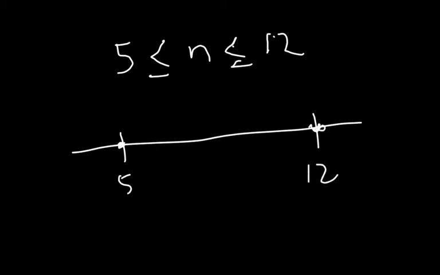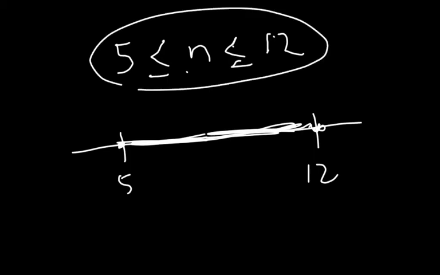And if it's less than 12, it goes this direction. If it's greater than 5, it goes this direction. So the result of this kind of compound inequality is a line segment.